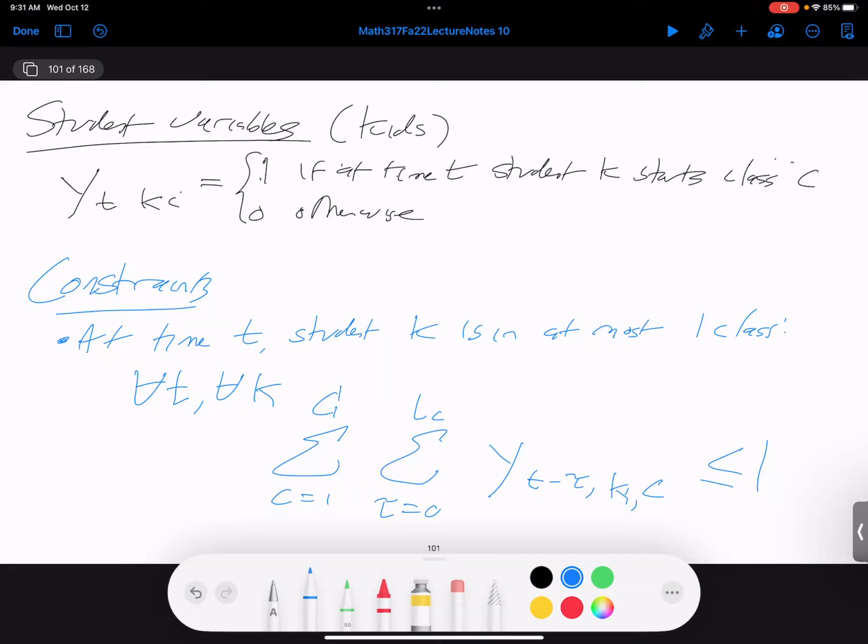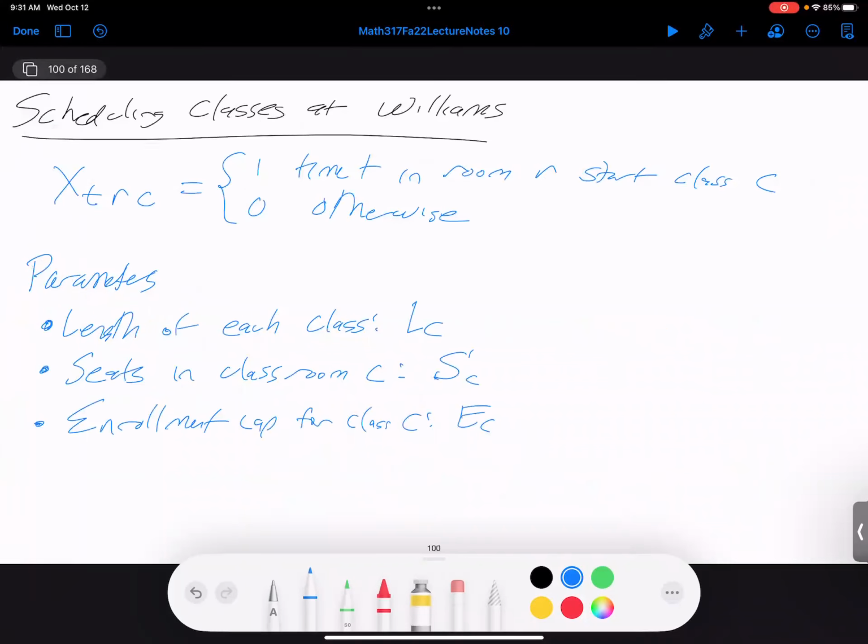There is a very natural bound we need that relates the x variables to the y variables. So remember, the y variable is a student taking a class C that starts at time t, and the x variable is do we start class C at time t in room R. What kind of relation do we need between the x's and the y's?